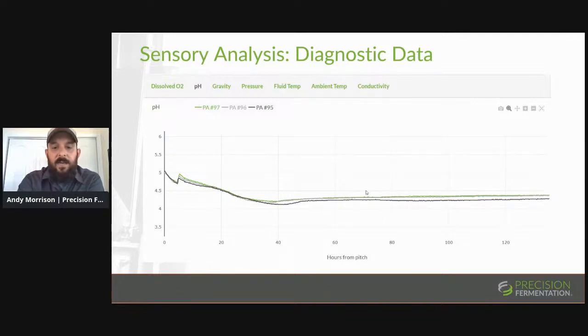And you can see that acidification or the offset in pH there kind of carries on all the way through past terminal point of gravity and just kind of carries there, right? So the overall delta from start to finish was larger for this pH readings on batch 95.